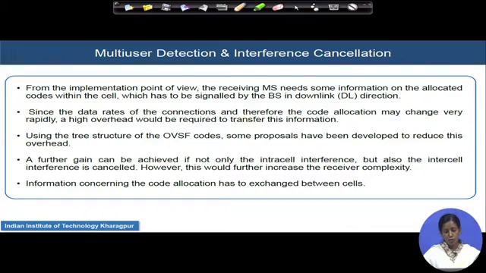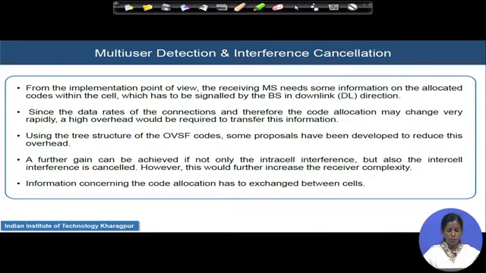From the implementation point of view, the receiving mobile station needs some information about the allocated codes. In the downlink, the base station, through the control signal, when transmitting to the mobile station, should give the approximate code information of its neighbors. Since the data rates of the connections, and therefore the code allocation, may change at every moment, think of a situation where each and every moment the user is changing his data rate requirement, and hence the code allocation is also varying based on the kind of application he is doing and the kind of data rate support he is asking.